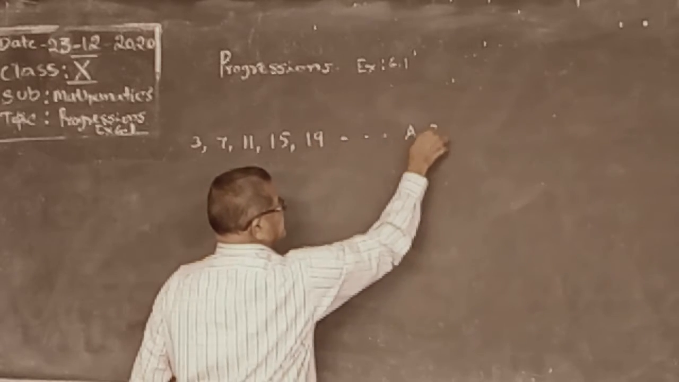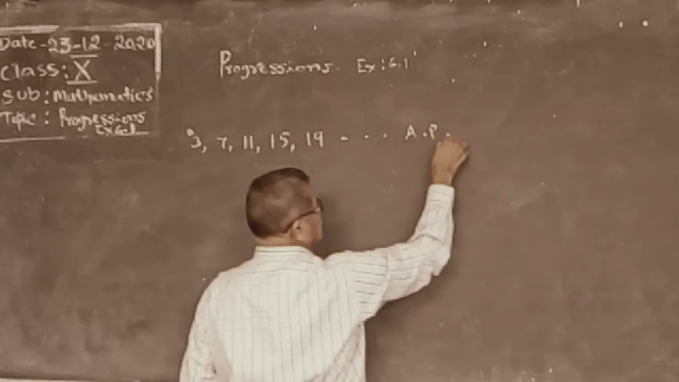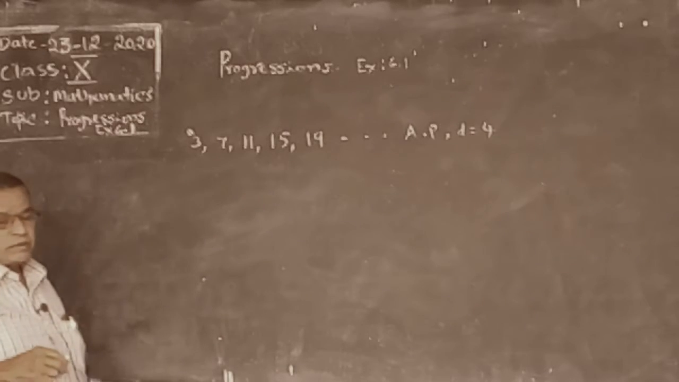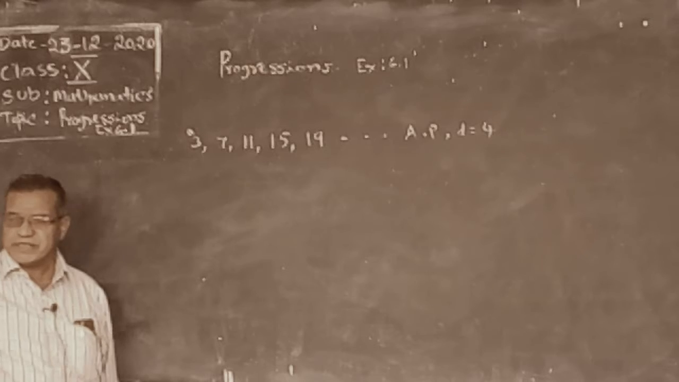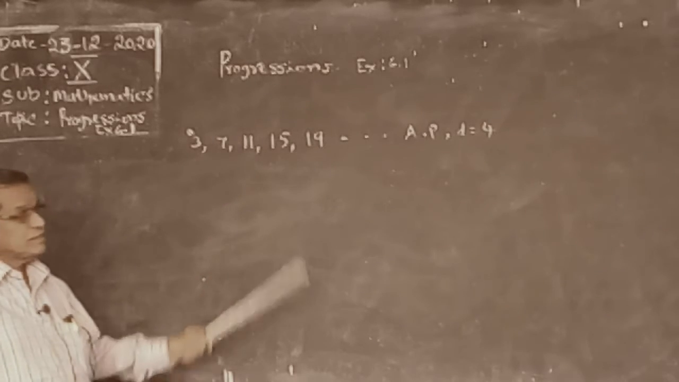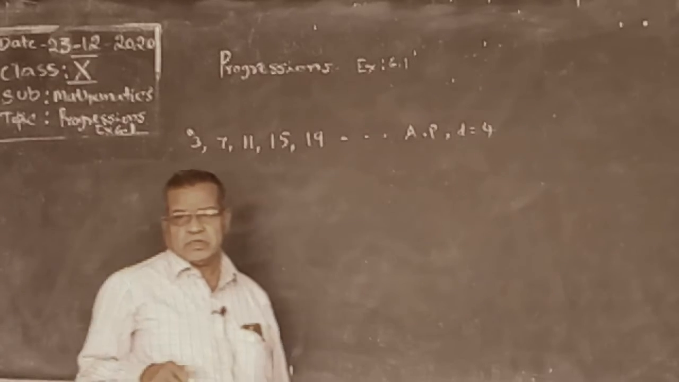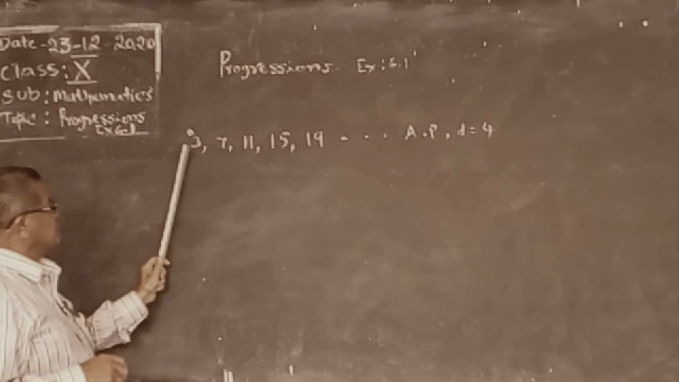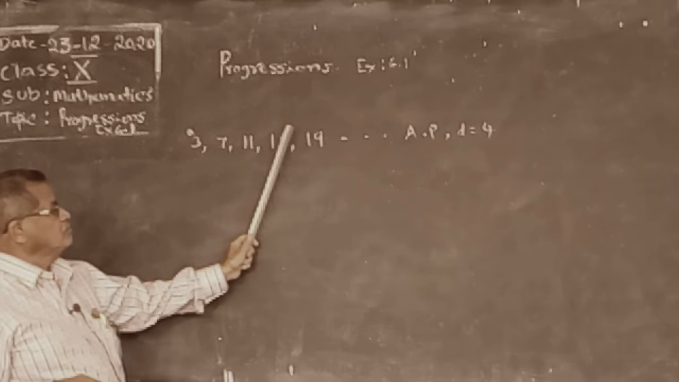Arithmetic progression. Here A is the first term, and common difference D is 4. It is a list of numbers obtained by adding a fixed number. The fixed number is the difference D to the preceding term. This is first term, second term, third term, fourth term, fifth term.